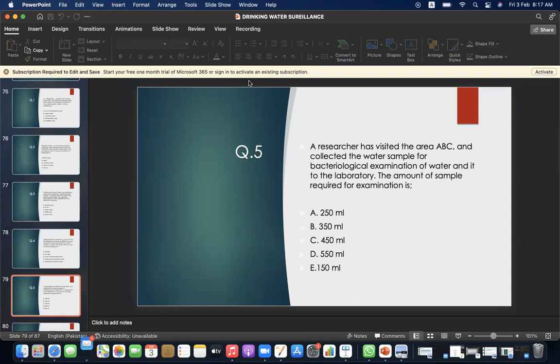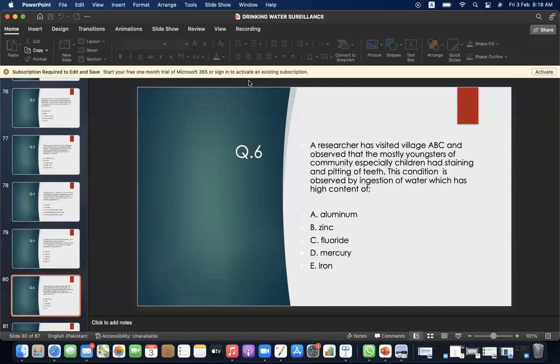A researcher has visited the area ABC and collected a water sample for bacteriological examination and sent it to the lab. The amount of sample required for examination is A, 250 ml, B, 350 ml, C, 450 ml, D, 550 ml, E, 150 ml. Anyone? As I mentioned earlier in the slide, the different sampling sizes. So here it would be A, 250 ml.